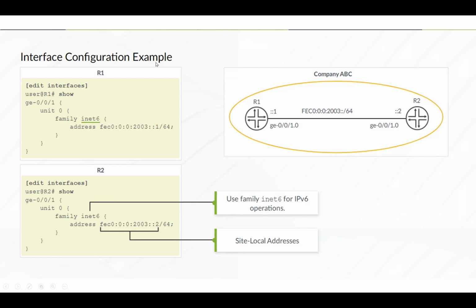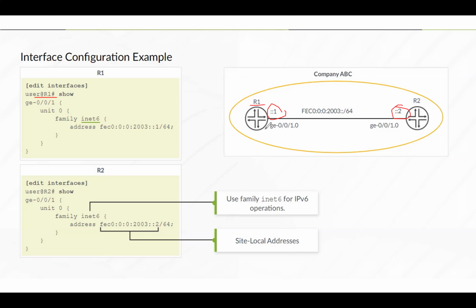And see the interface configuration example, how to configure IPv6 in Juniper devices. Say here, two routers are connected with each other, and one subnet is here. If we say 2001:db8:0:2::/64, address ::1 is here, and ::2 is here. So see the configuration of router 1.